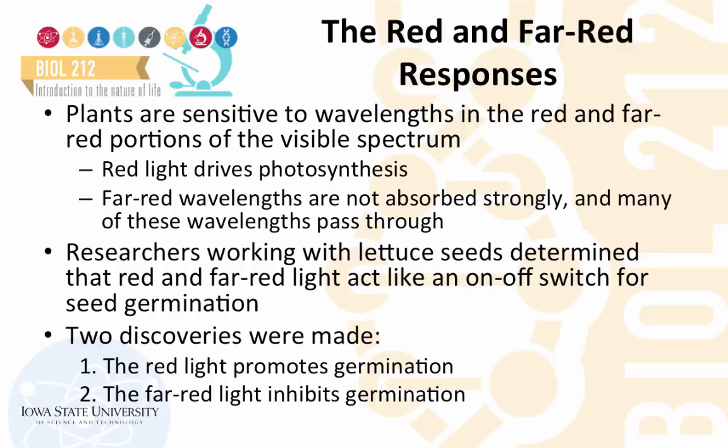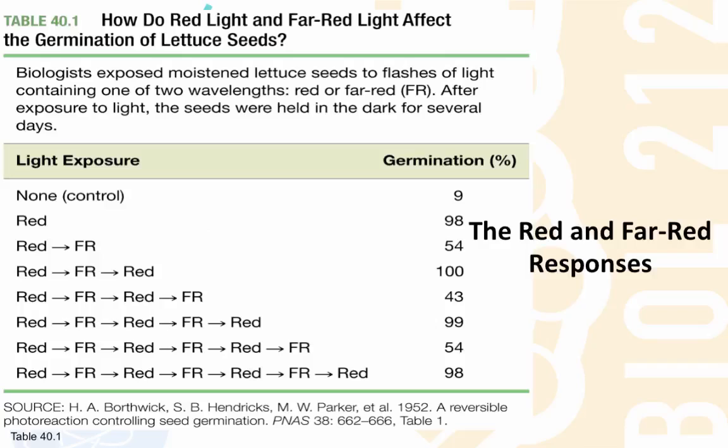Red light drives photosynthesis, whereas far red wavelengths are not absorbed strongly and mostly pass through plant cells. Researchers working with lettuce seeds determined that red and far red light act like an on-off switch for seed germination. Two discoveries were made, one being that the red light promotes germination, and the other being that the far red light inhibits germination. In these experiments, biologists exposed moistened lettuce seeds to alternating flashes of light containing one of two wavelengths, red or far red.